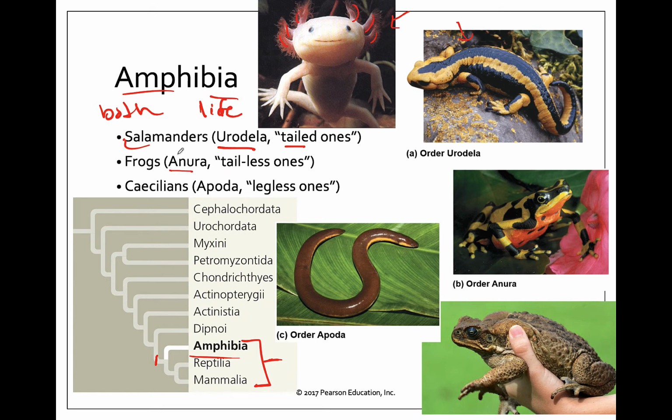Anura, so whenever we use an, it means without. So oura is tail, so Anura is tailless. So these are the frogs. And they do start out as tadpoles, which live in aquatic environments with tails and gills, and they lose those and develop legs, and then move on to land. And frogs are going to be extremely good at moving around on land because they can jump.